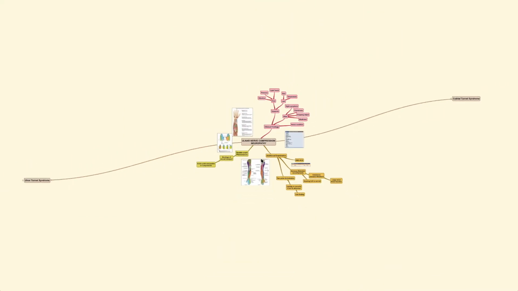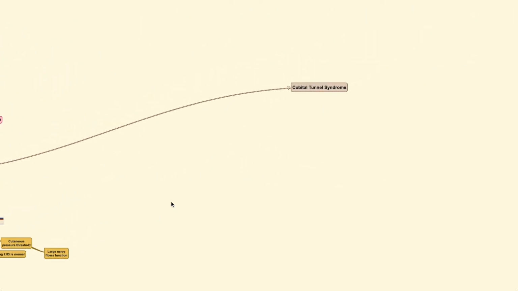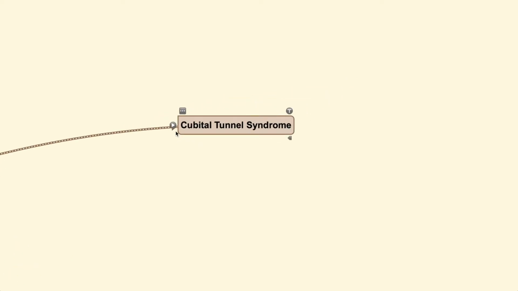So basically there are two sites where the ulnar nerve can be compressed. The first would be the ulnar tunnel, also known as Guyon canal syndrome, and the other one would be the cubital tunnel syndrome. Today we'll be discussing the cubital tunnel syndrome, and Guyon canal syndrome will be discussed in the next video.